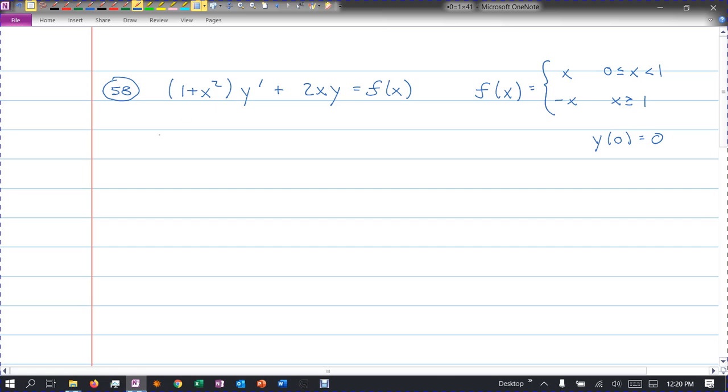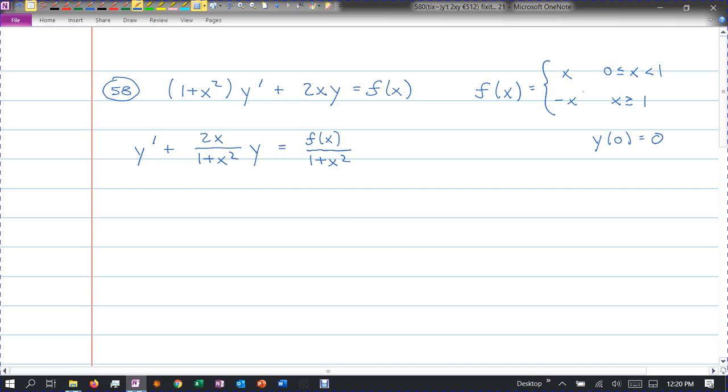Alright, so we need to get this in the right form first, so I'm going to divide through by 1 plus x squared. So this function on the right hand side is actually that over 1 plus x squared. That's a little different now, because you got to imagine that this is going to change our function over here.